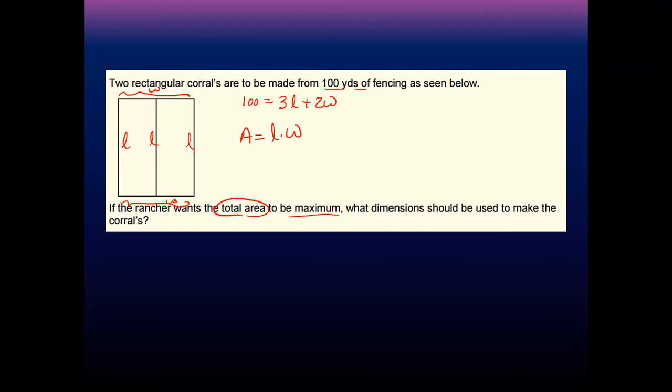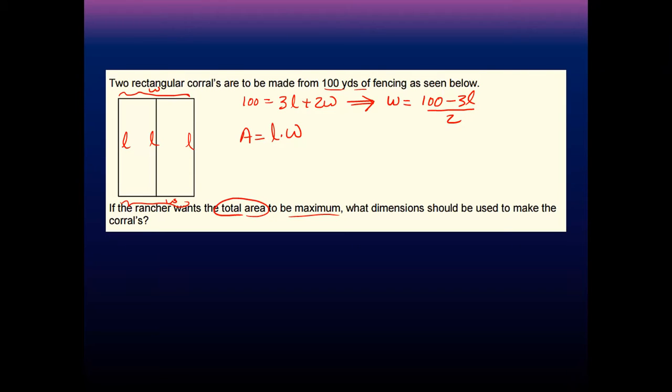Well, what I'm going to do is, I'm going to have to get rid of one of these here, I think. Okay, so I'm going to solve that one for width. Why? I don't know. I know why, but the reason is because 100 divided by 2 is easier, 3 doesn't divide 100. I know, that's why. But I'm going to solve this for W. So W is going to equal 100 minus 3L over 2. Okay, I solved that for W.